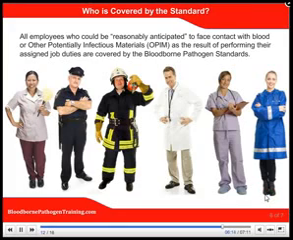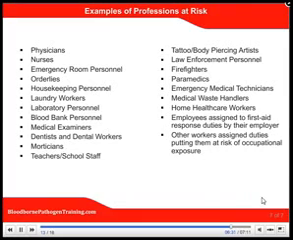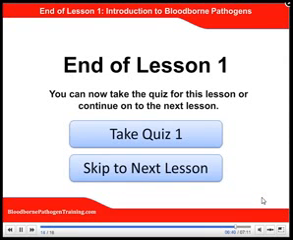Who is covered by the standard? All employees who could be reasonably anticipated to face contact with blood or other potentially infectious materials as the result of performing their assigned job duties are covered by the blood-borne pathogen standards. This list shows examples of some of the professions at risk of occupational exposure to blood-borne pathogens. Let's take a quiz to review what you've learned.